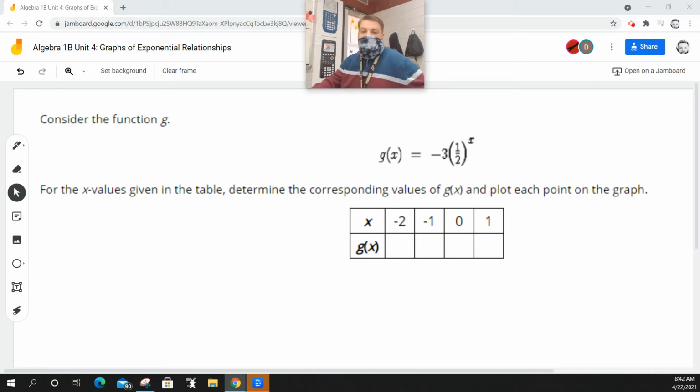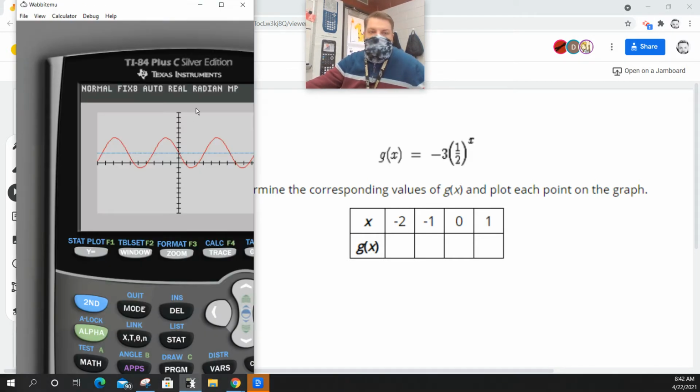So basically what we're going to do is graph this in our graphing calculator and look at the corresponding g of x values for the input values x equals -2, x equals -1, x equals 0, x equals 1. So grab your handy dandy calculators, because I want you to practice using your calculators.